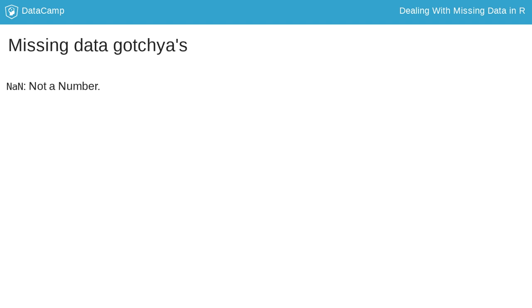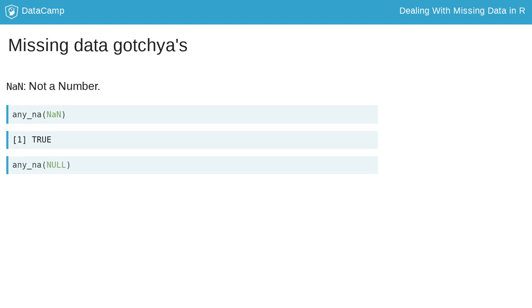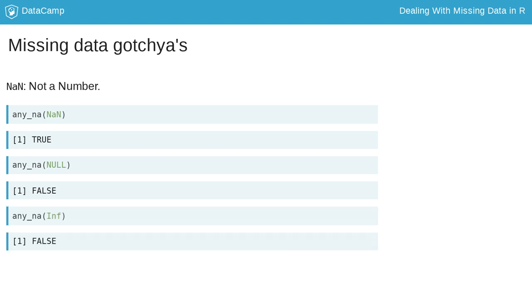There are some gotchas when working with missing data that you need to be aware of. For example, NaN is not a number and comes from operations like the square root of -1. R actually interprets NaN as a missing value. NULL is an empty value but is not missing. This is subtly different from missing. An empty bucket isn't missing water. Inf is an infinite value and results from equations like 10 divided by 0 and is not missing.